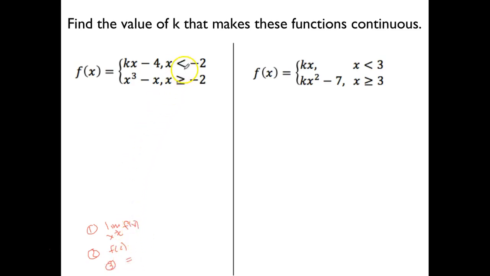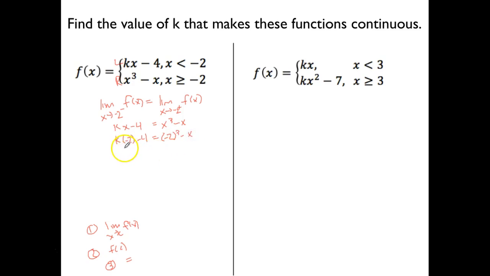Okay, so what we're going to do here is try to make the limit exist, which means I want to set the left-hand side equal to the right-hand side, so that the limit as x approaches -2 from the left of our function is equal to the limit as x approaches -2 from the right. Now that will make number one true. So let's do that. kx minus 4 equals x cubed minus x. And we are checking the value at -2. So let's plug in -2 for our x value. So k(-2) minus 4 equals (-2) cubed minus (-2).